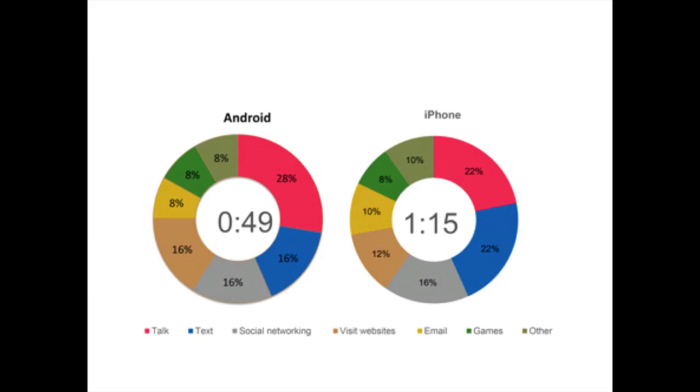So in this particular example, let's say for instance, I did my survey and this is the data that I have with regard to the amount of time that people spend on their handphones, their smartphones. As you can see, on the Android phones, people spend about an average of 49 minutes a day on their phones, while on the iPhone, people spend about an hour and 15 minutes. So for this particular chart which I came up with, it's actually categorized according to the time spent.